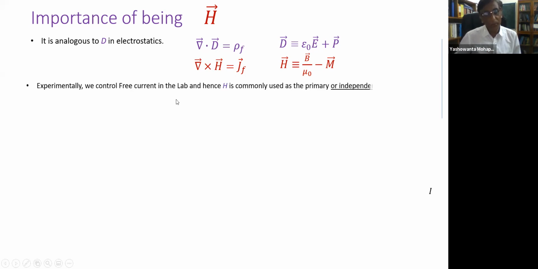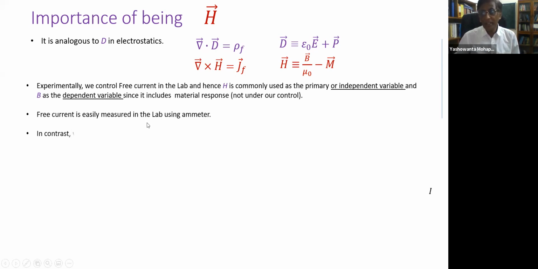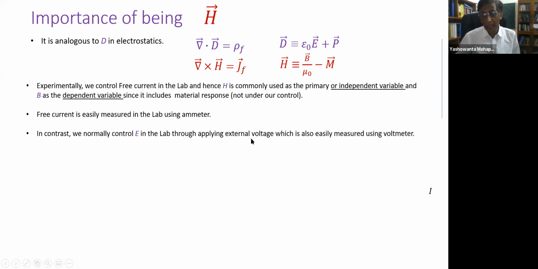Experimentally, we control free current in the lab, and hence H is commonly used as the primary or independent variable, and B is the dependent variable. Free current is easily measured in the lab using an ammeter. In contrast, we normally control E in the lab by applying voltage, from a battery or cell or somewhere, which is also easily measured using a voltmeter. So in the lab, what we manipulate depends on equipment and facility. This free current is something that you can manipulate from outside.